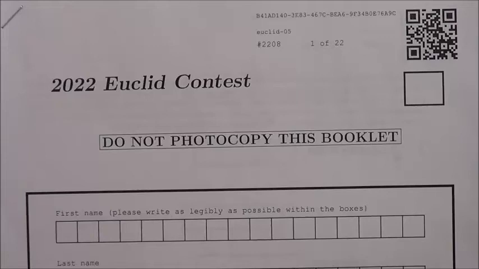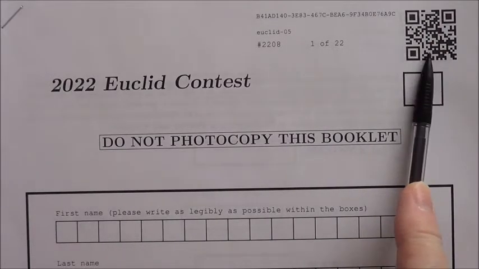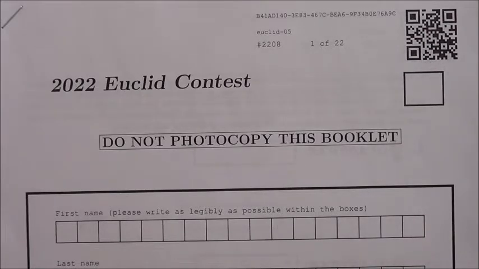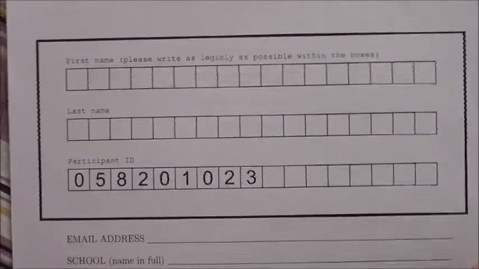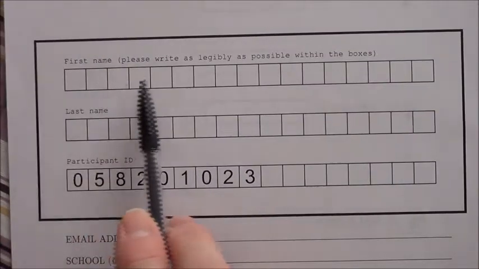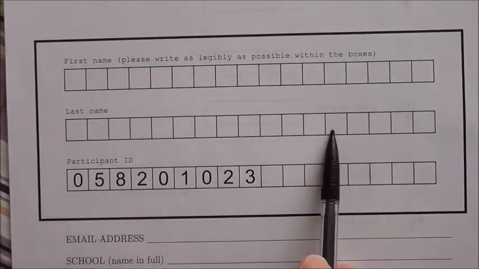Hi, this is a short tutorial on how to fill out your Euclid contest booklet to write the Euclid contest and the student information form. Here we see that it is barcoded, and every barcode will be matching with a specific code. When you get this, you're just going to write down your name. You're going to put a letter in each of the boxes, your first name and then your last name.